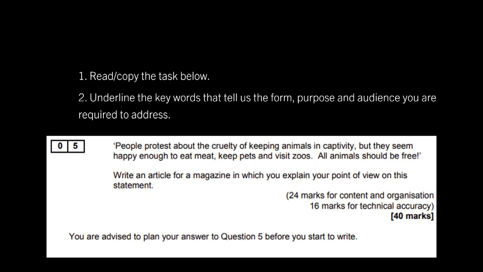Article for a magazine in which you explain your point of view on this statement. Within the task, you will be told what the form is. You've got to write an article, and you're told the purpose, your point of view, and the audience. So those that might read magazines, so it needs to be relatively formal, but it doesn't have to be kind of a letter to an MP style. We want it to be engaging.